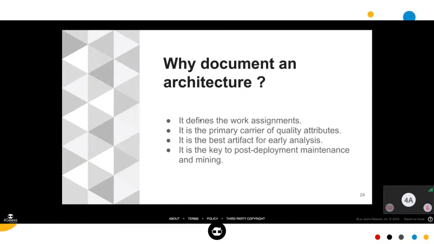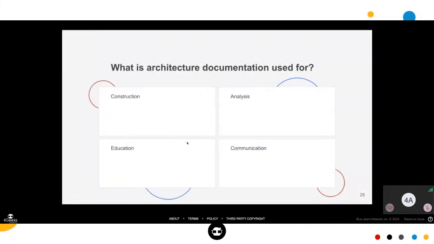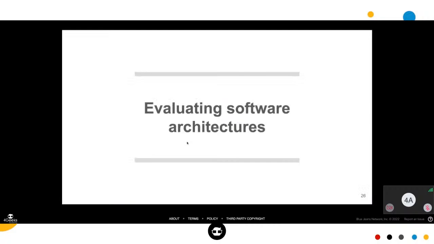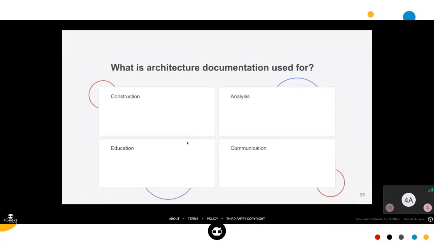Basically, I define 4 important moments. It defines the work assignments, quality attributes. We can understand the quality attributes, early access or early analysis, and also we can do post-deployment maintenance. So once we need to maintain a system, we need to have the documentation. The architecture needs to be documented, right? And what is the architecture documentation used for construction?